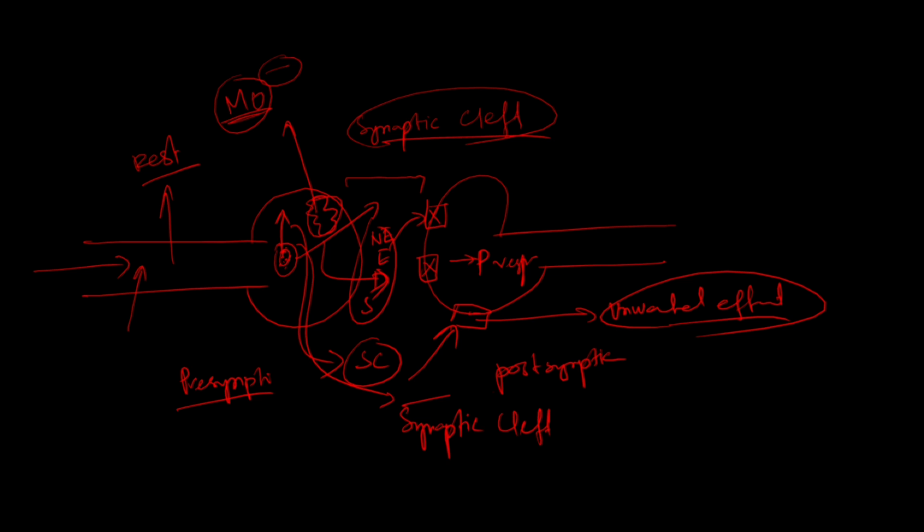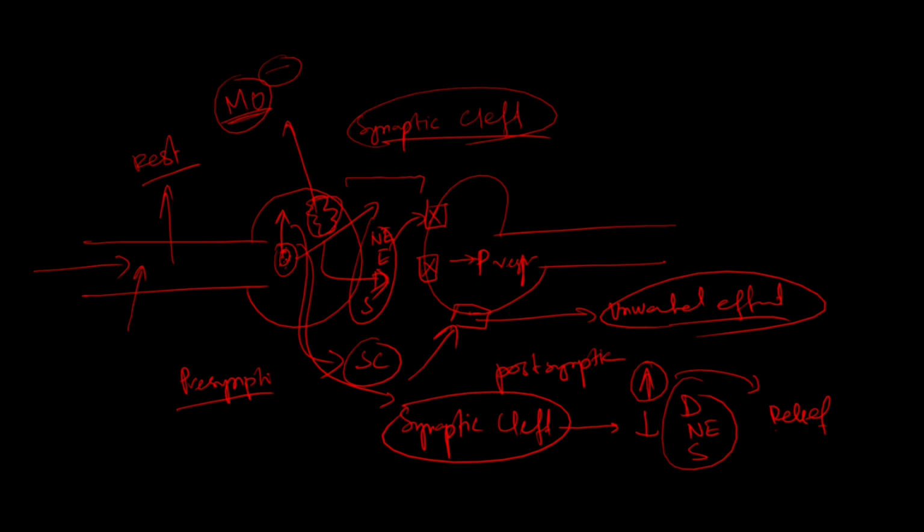As in depression, there is already a decrease in neurotransmitters like dopamine, norepinephrine, and serotonin, as we have already discussed in the monoamine theory of depression. So an increase in their concentration will relieve the depression. So this is the mechanism of action by which the monoamine oxidase inhibitors work.